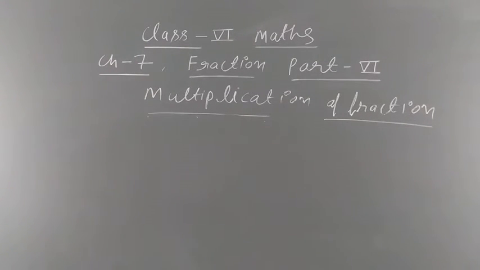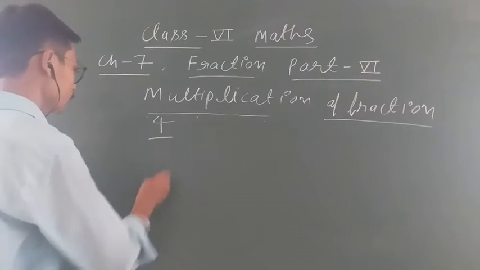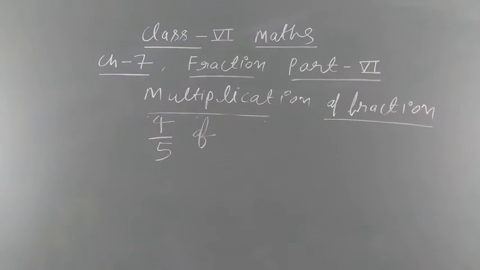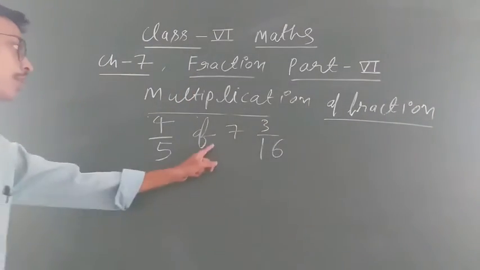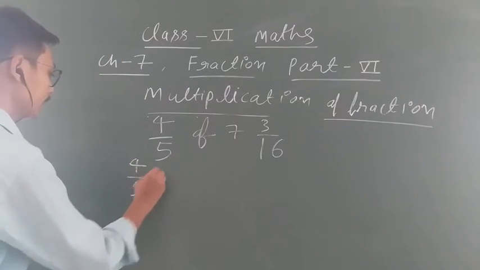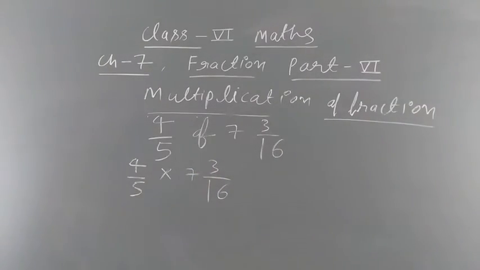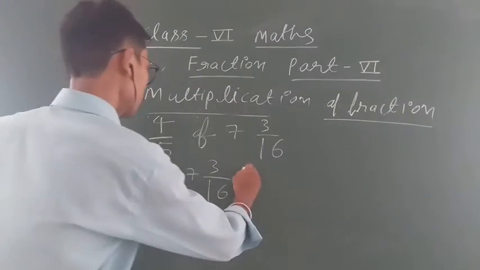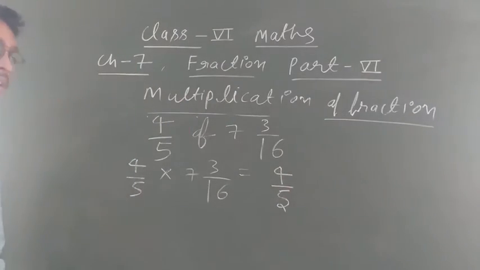The next example I am going to take: 4 upon 5 of 7 over 3 upon 16. Okay student, you know that 'of' is what? Multiplication. Of means multiplication, so we will write down 4 upon 5 into 7 over 3 upon 16. Okay, because according to board marks, first you will write down of. Now next student, first you will simplify this mixed fraction. So you know that 4 upon 5 you will write down same, there is no change in this 4 upon 5. Now it will become what?